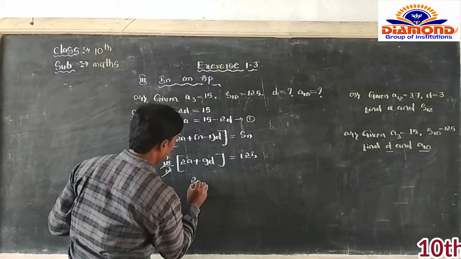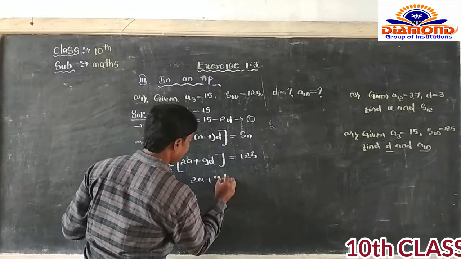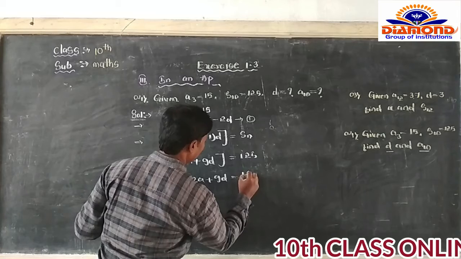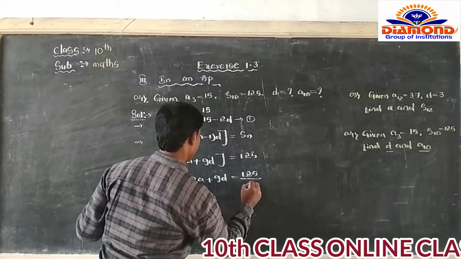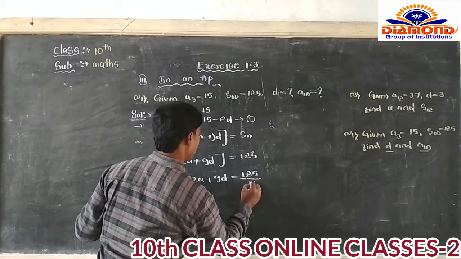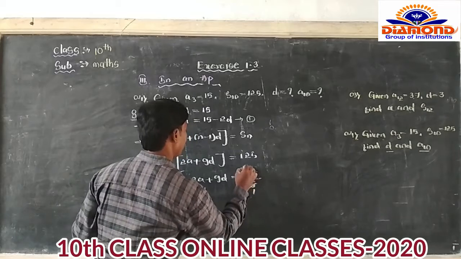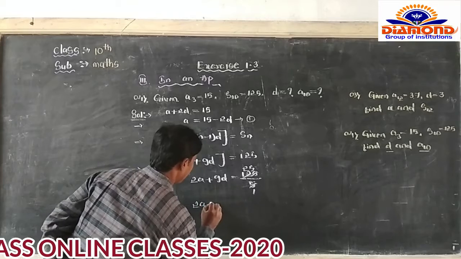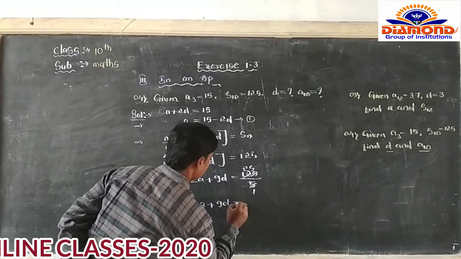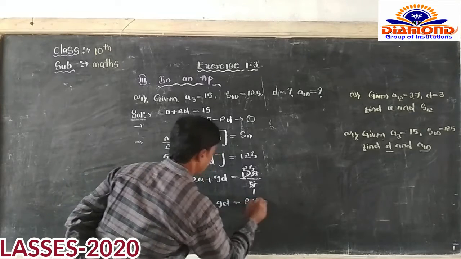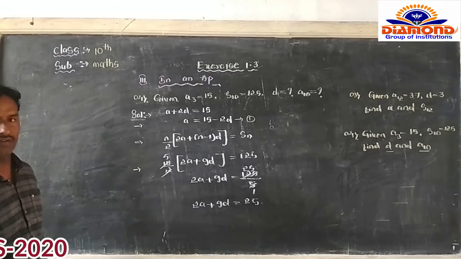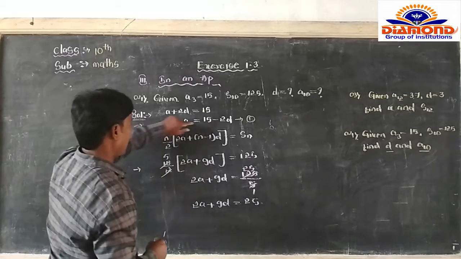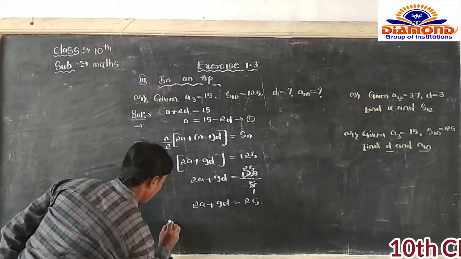Next, 2a plus 9d is equal to 125, divided by 5, dear students. 5 5s are 25. Next, here 2a plus 9d is equal to 25. The answer came here 25, dear students. Then already you know that a is there.